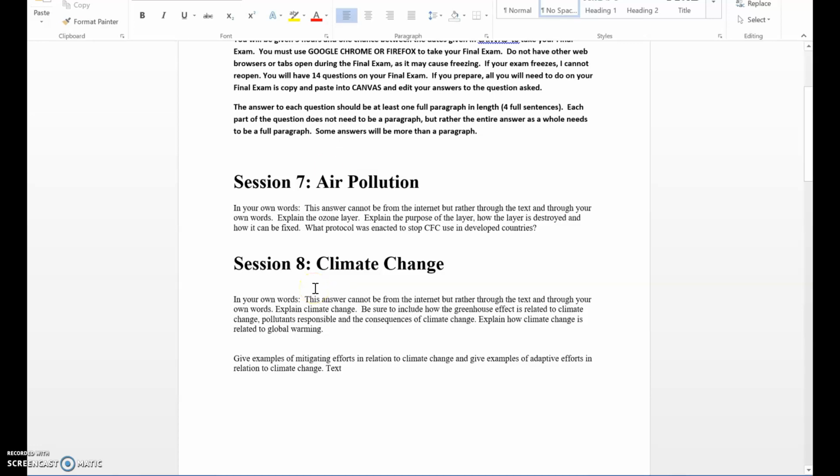Session 8, climate change, in your own words. This answer cannot be from the internet, but rather through the text and through your own words. Explain climate change. Be sure to include how the greenhouse effect is related to climate change, pollutants responsible, and the consequences of climate change. Explain how climate change is related to global warming.